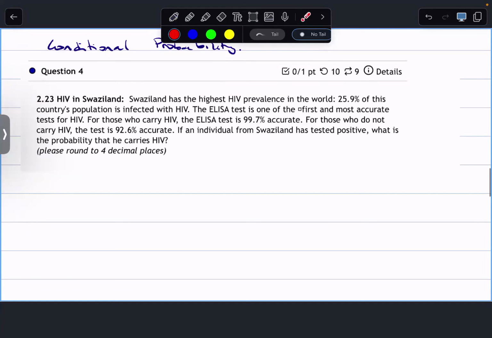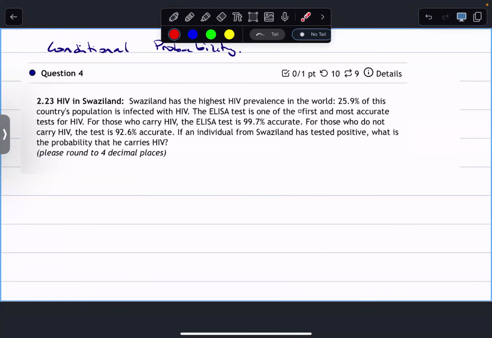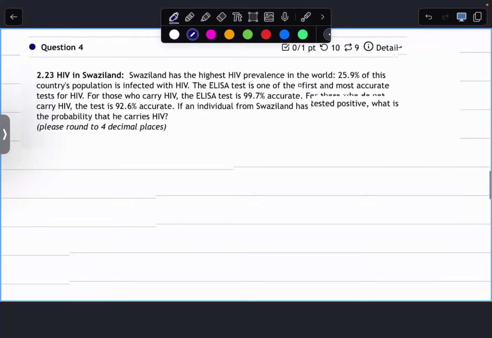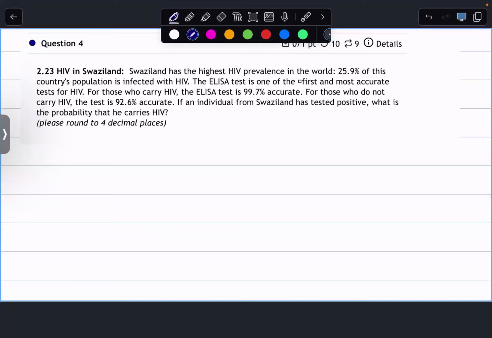I meant to change it. Swaziland's not called Swaziland anymore, so that should be updated. Anyways. Okay. So 25.9% of the population has HIV. Now, whenever you see something kind of tricky like this, try a tree diagram.